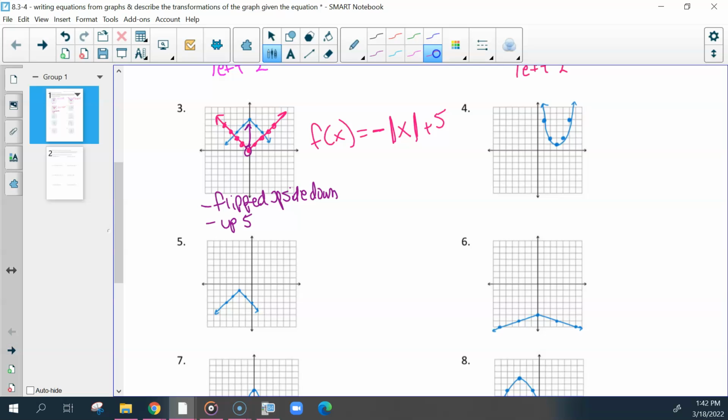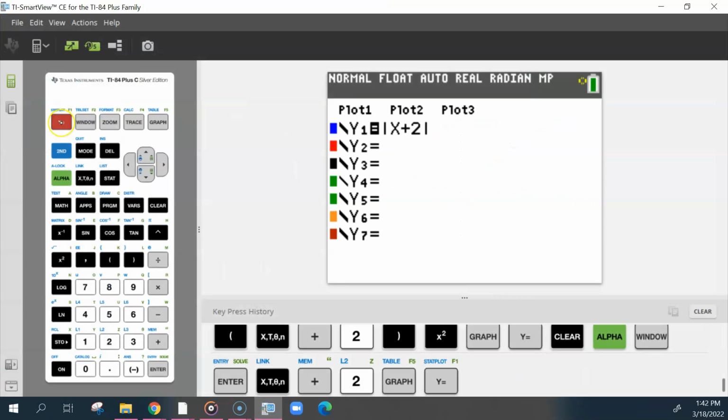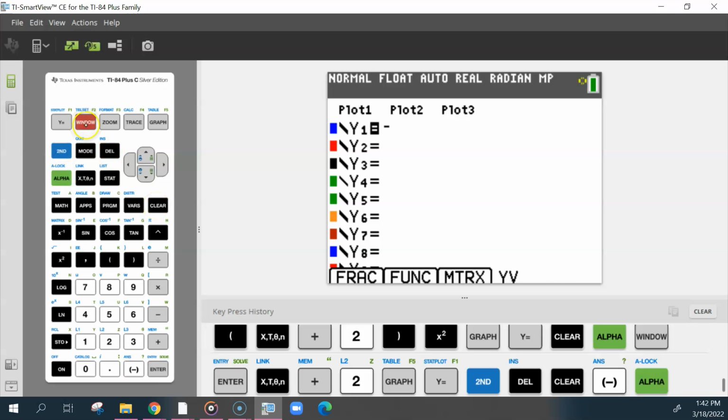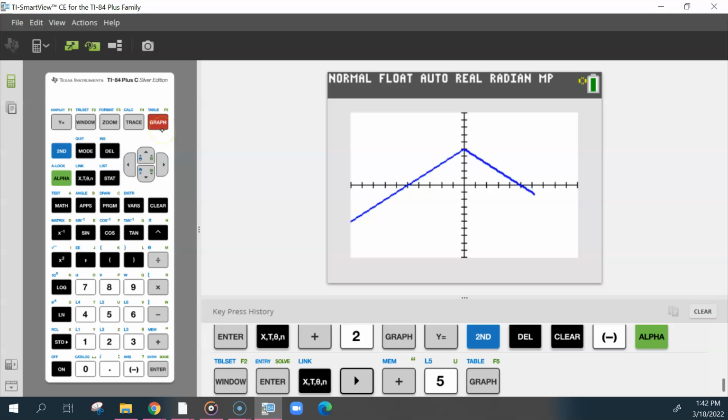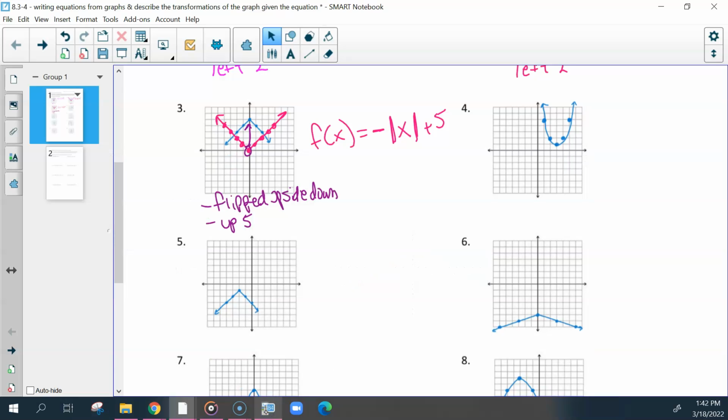I'm going to put that in my calculator just to make sure that that's accurate. So I'm just going to clear it out. So negative alpha window for my absolute value, x, and then plus 5, and graph. And it is, in fact, upside down and moved up 5. Okay.